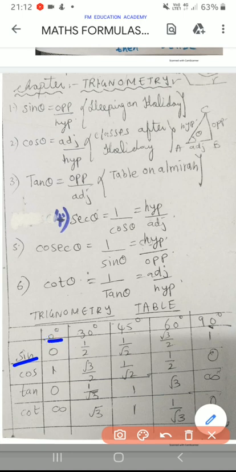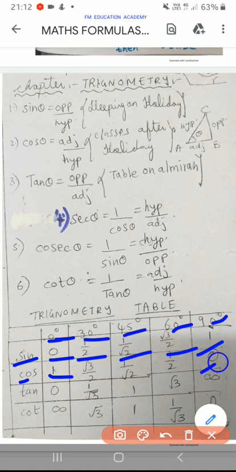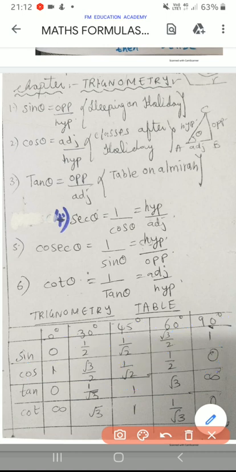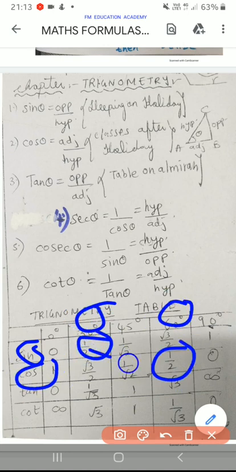So sine 0 is 0, sine 30 is 1 by 2, sine 45 is 1 by root 2, sine 60 is root 3 by 2, sine 90 is 1. And remember, cos 0 is the opposite of sine 0, that is cos 0 is 1, and cos 90 is 0 because it is the opposite. Cos 45 and sine 45 both are 1 by root 2. How can you remember this? Sine 30 is 1 by 2, cos 60 is 1 by 2, crisscross. Root 3 by 2, root 3 by 2: cos 30 is root 3 by 2.